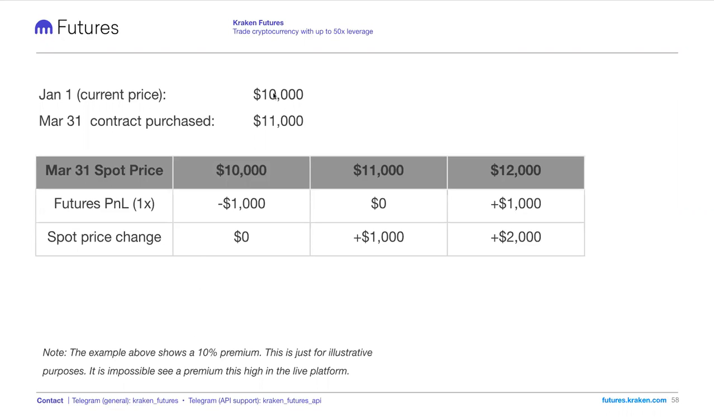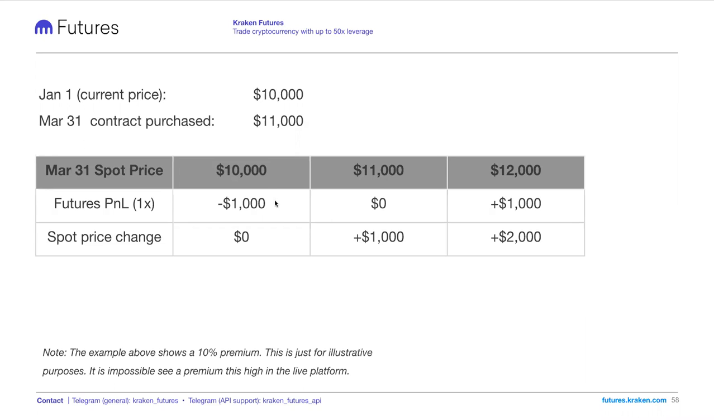So you bought in at $10,000, and let's look at what the price is going to be on March 31st. If the price on March 31st is $11,000, which was your contract price, your futures P&L would be 0, because you bought futures contracts worth $11,000, and that is exactly what they were worth when they expired. Now, if you'd bought the same amount 1x long on spot, you would have made $1,000.